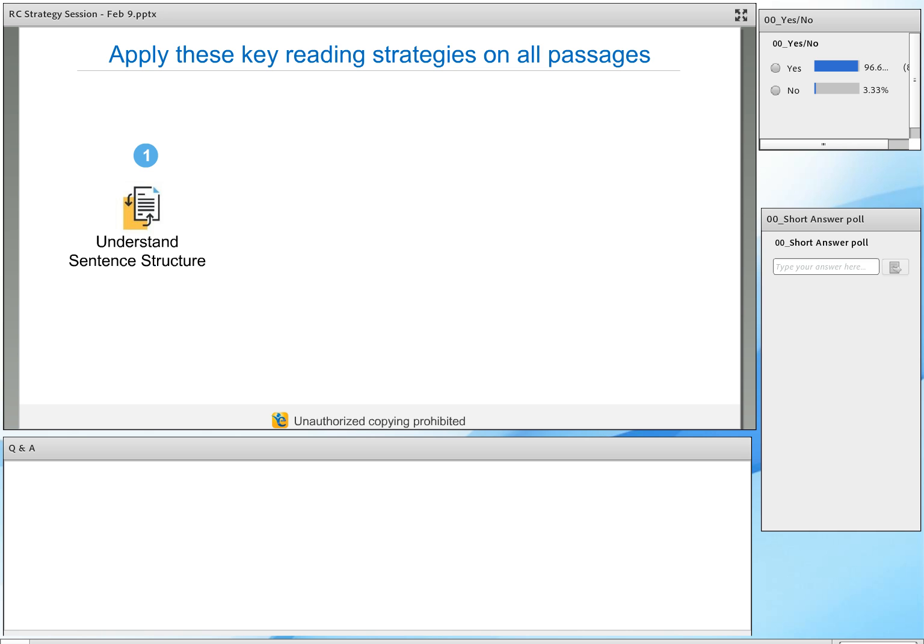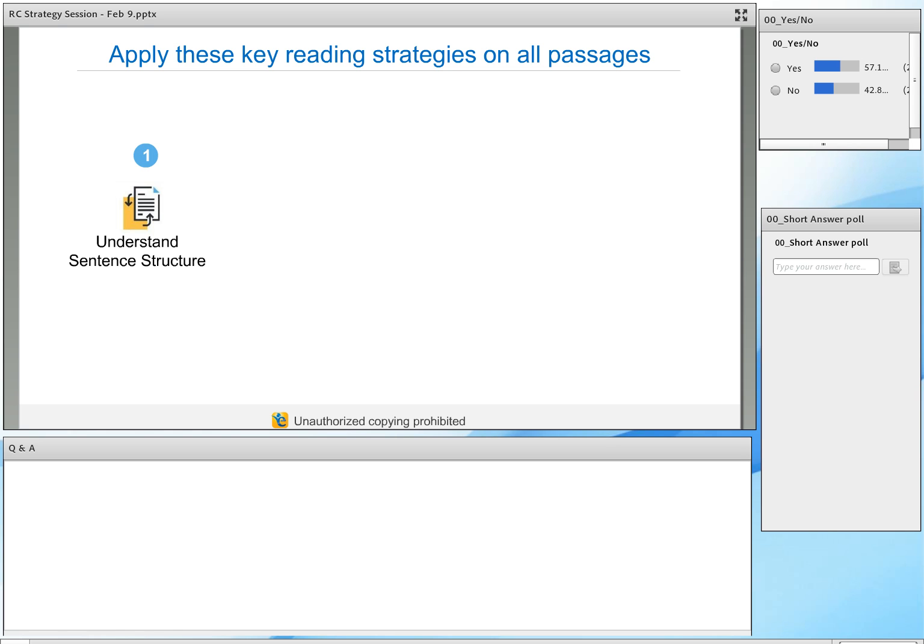So let me talk about reading strategy one: understand the sentence structure. Now this needs to be done on a sentence level. By that I mean that every time you read a sentence, do not think of a sentence as one single entity. How many of you do that today? How many of you, whenever you come across a sentence in a reading comprehension passage, consider a sentence as a single entity?